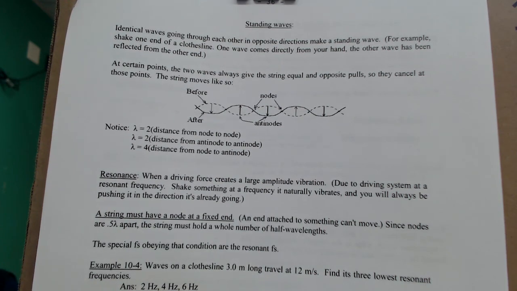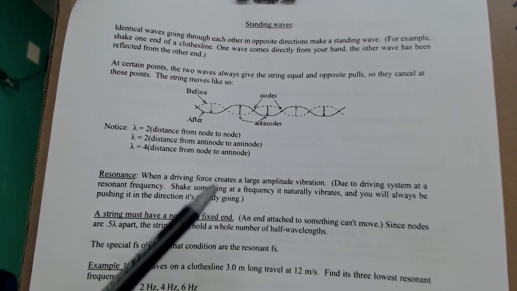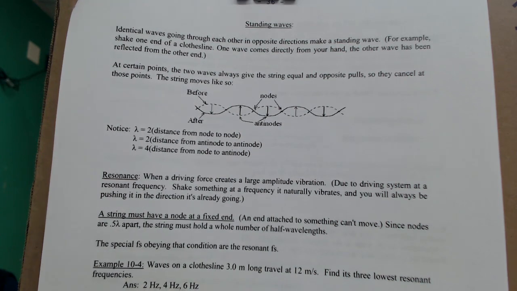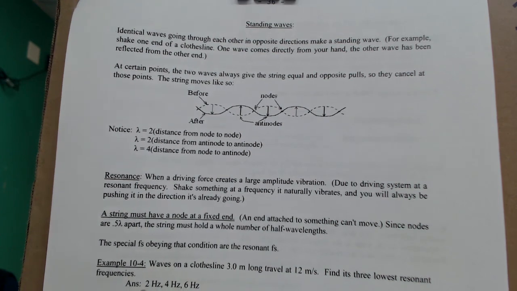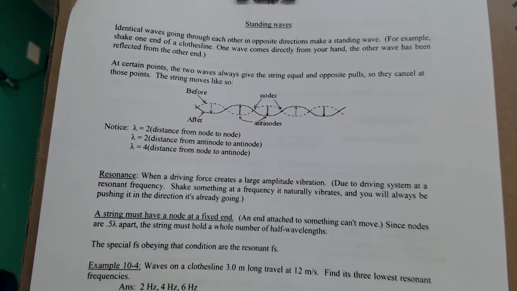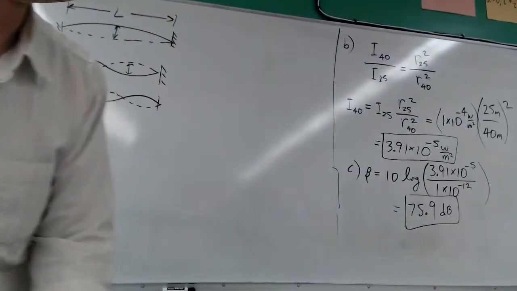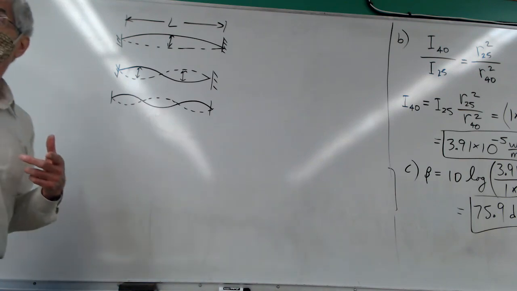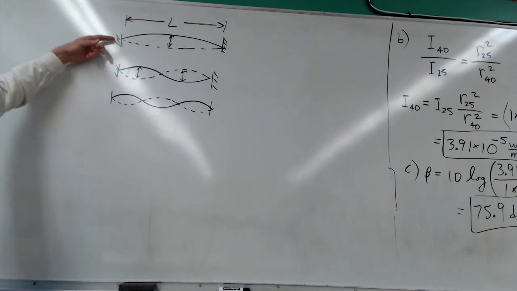So, based on those ideas, I want you to calculate the first 3 resonant frequencies of this clothesline that question number 4 talks about. Basically, what you need to do, just to give you some hints before I turn you loose on it, is the lowest frequency would correspond to the longest possible wavelength. That would be when the string vibrates with this pattern.